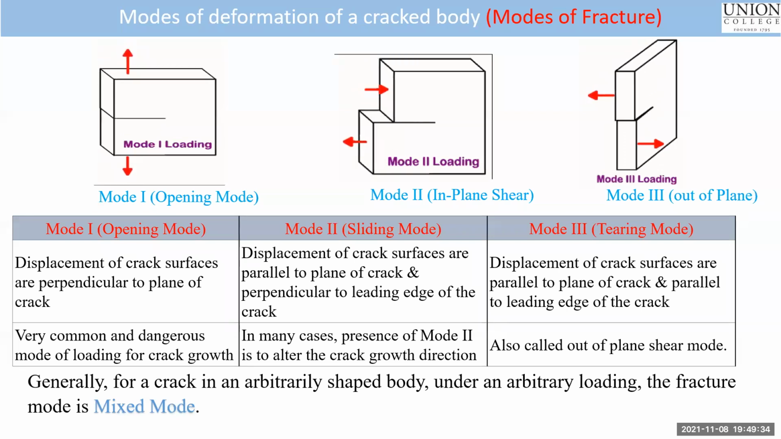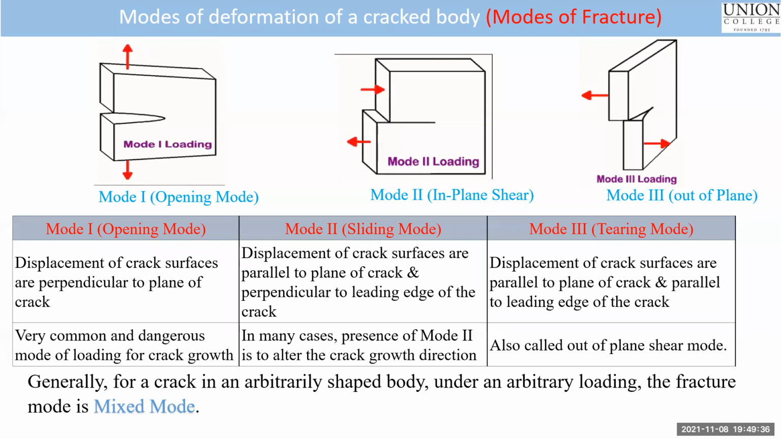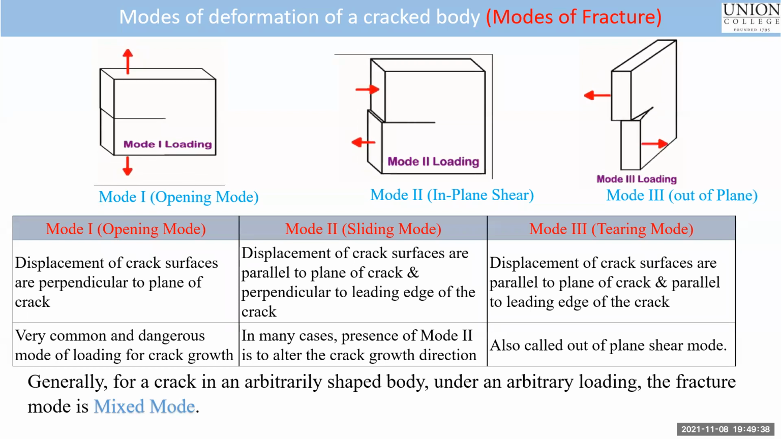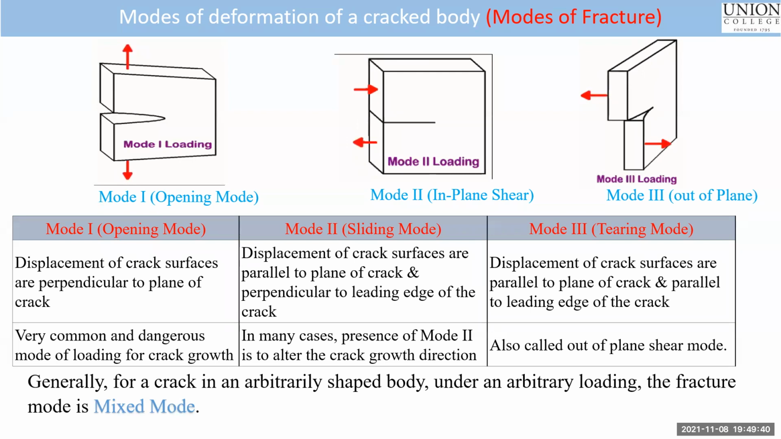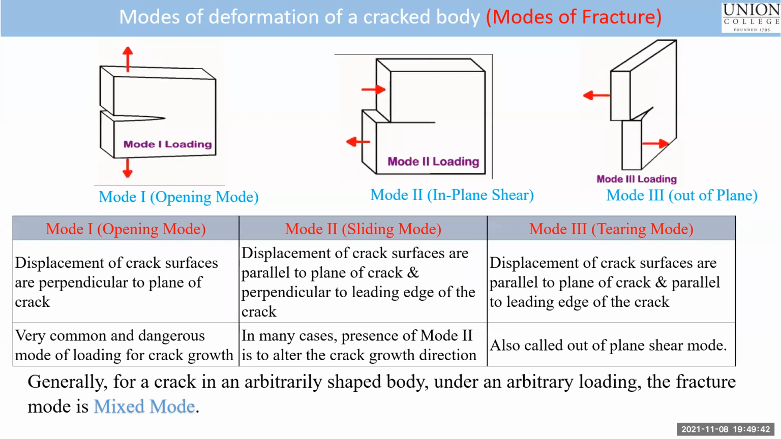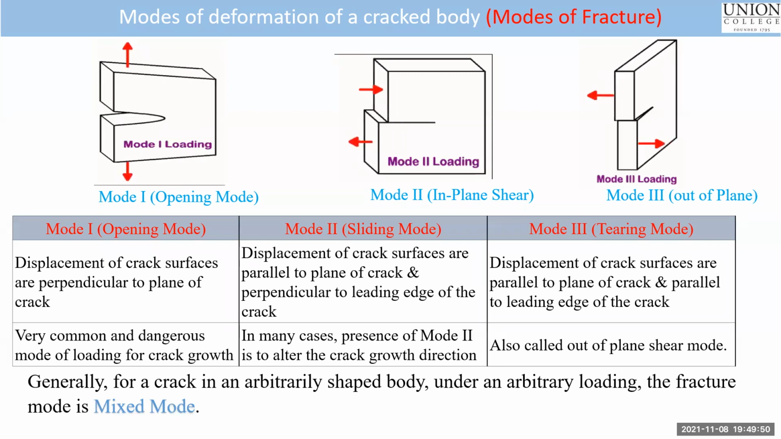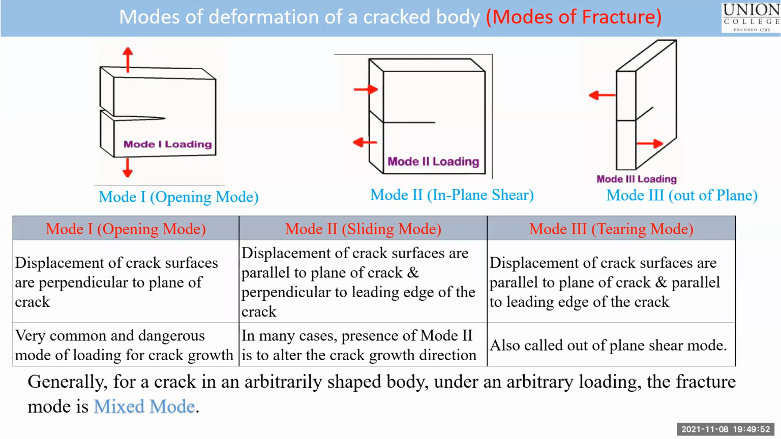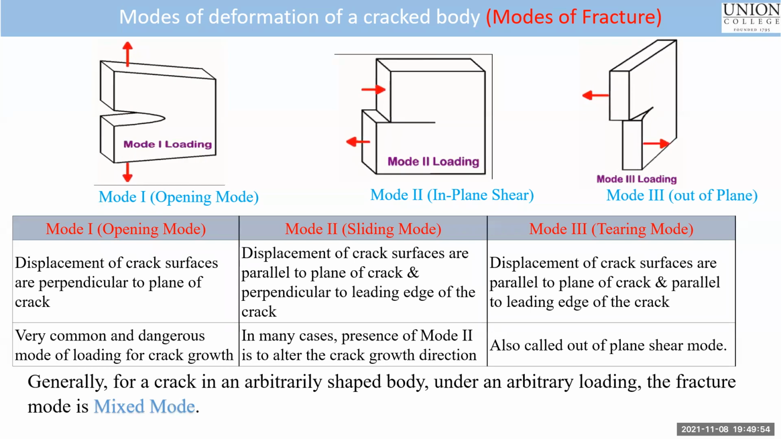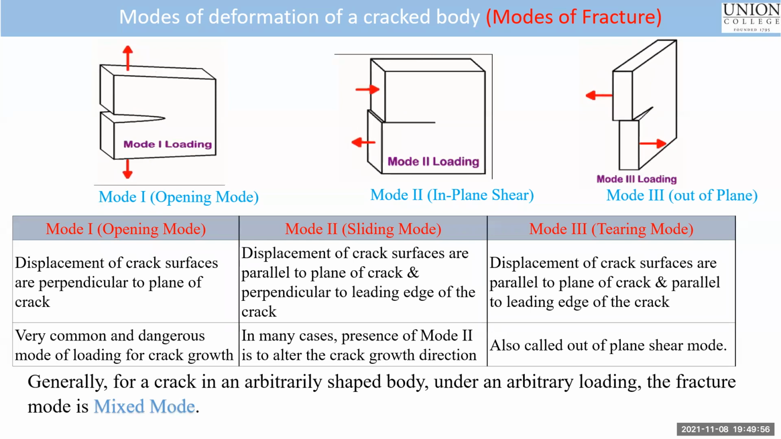So we have three modes of fracture. Mode one, you can see a tensile load acting perpendicular to the crack surface. It's going to open up the crack. It's called opening mode, right? So tensile loading is extremely dangerous when it comes to cracks because it's going to open up the cracks. We call this mode one.